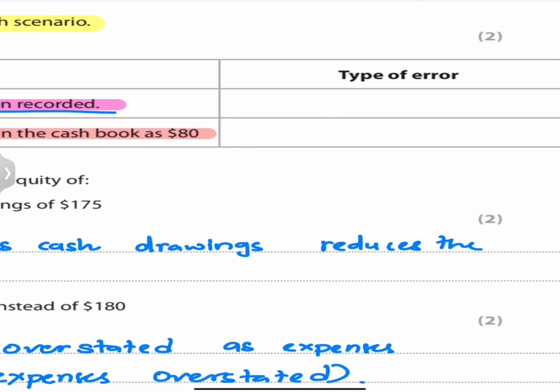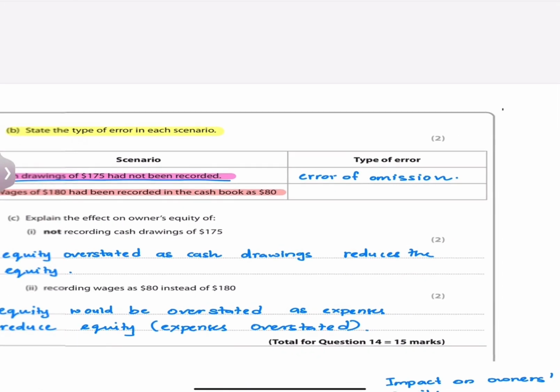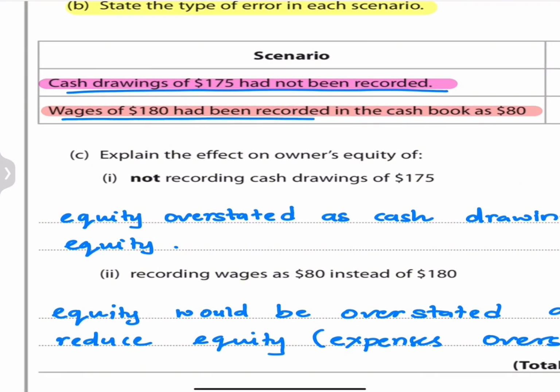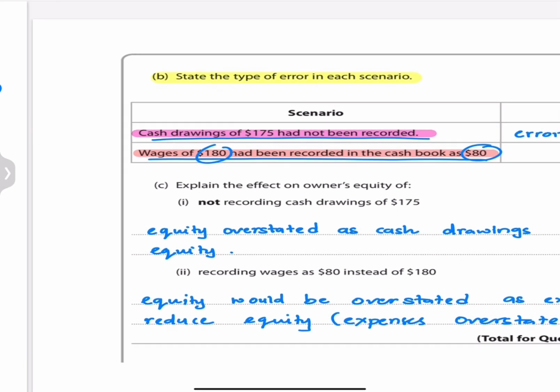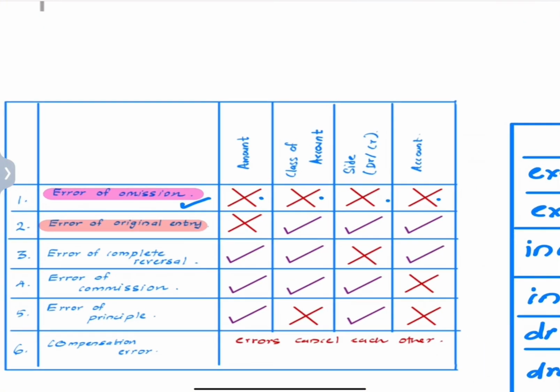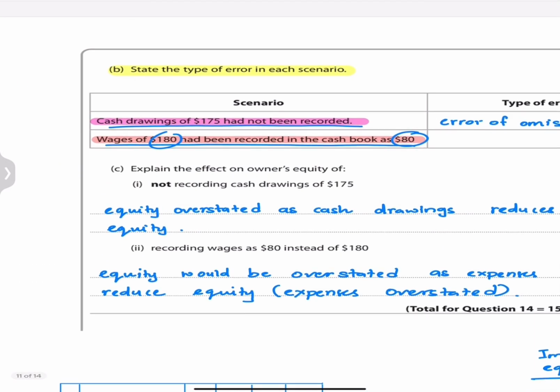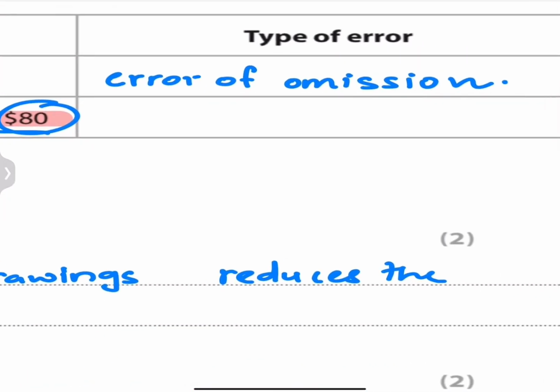Whereas the second transaction, wages of 180 had been recorded in the cash book as 80, so it's understated. So how are we going to record this and identify the error? It's error of original entry because the amount is wrong, correct class, correct side, correct account. Therefore, it's error of original entry.